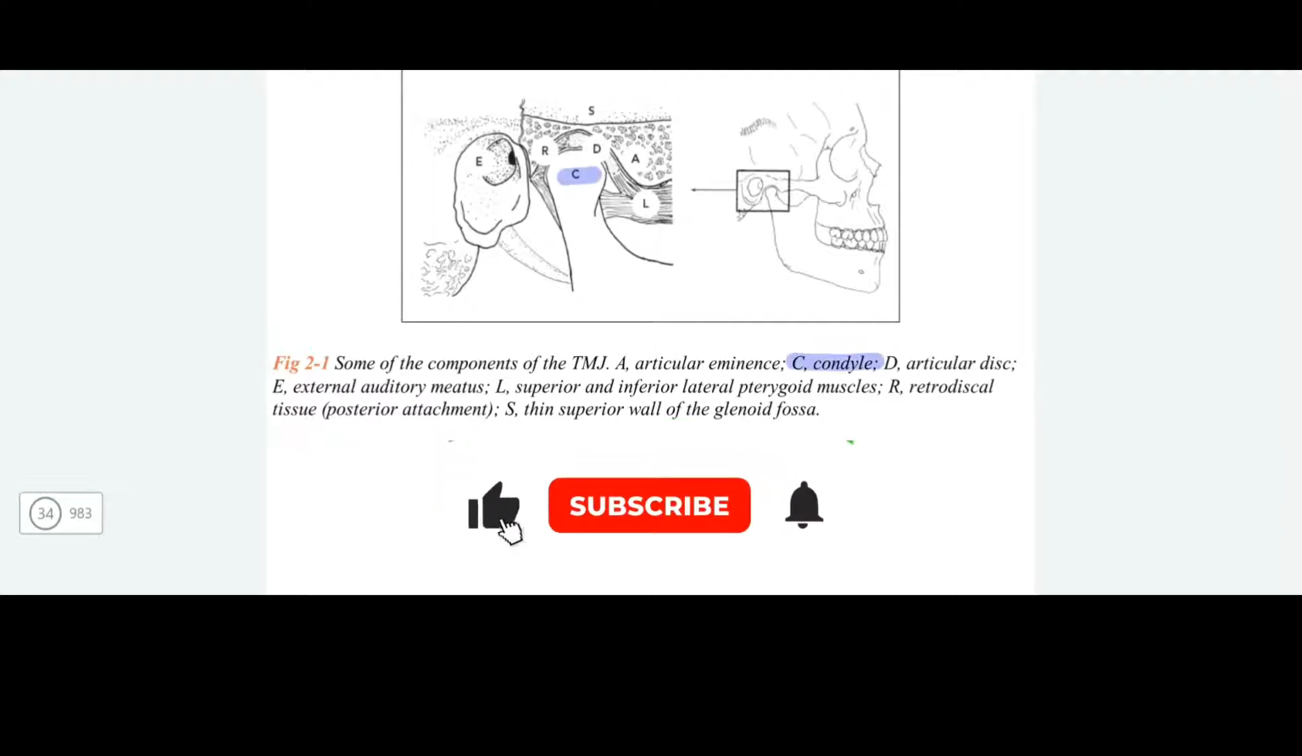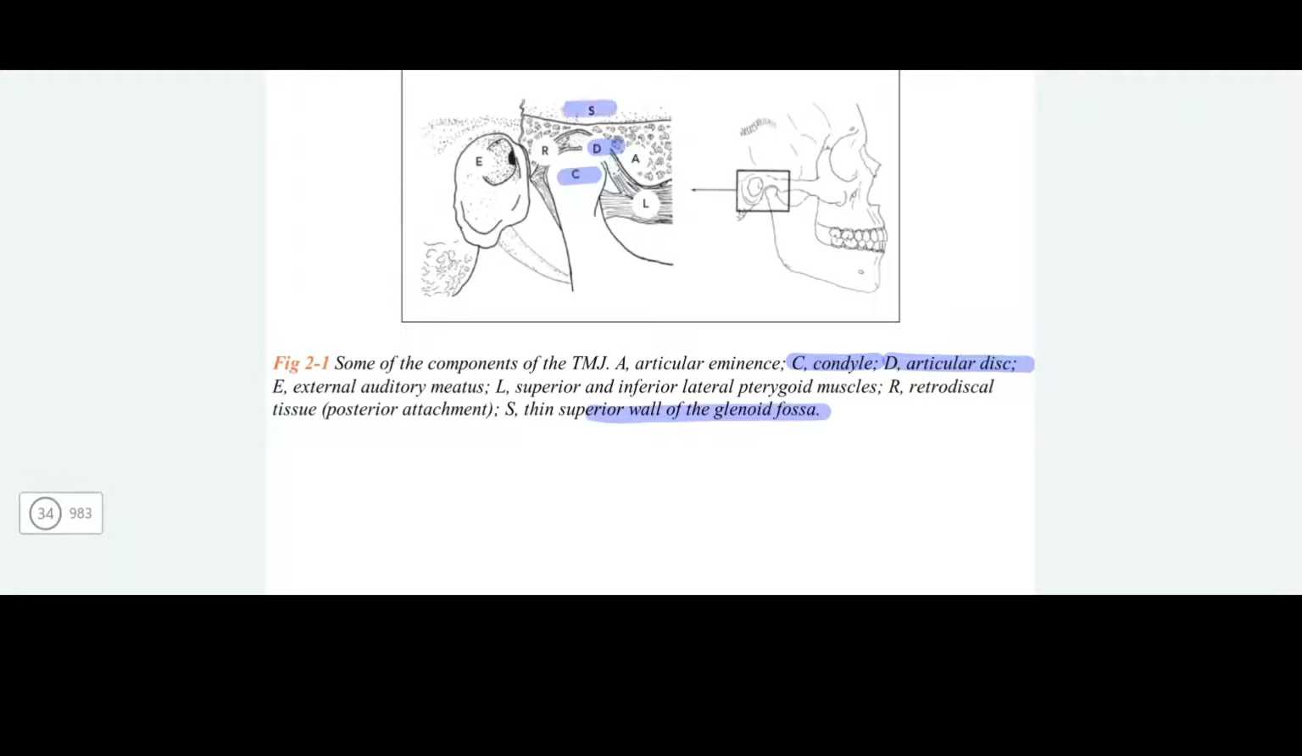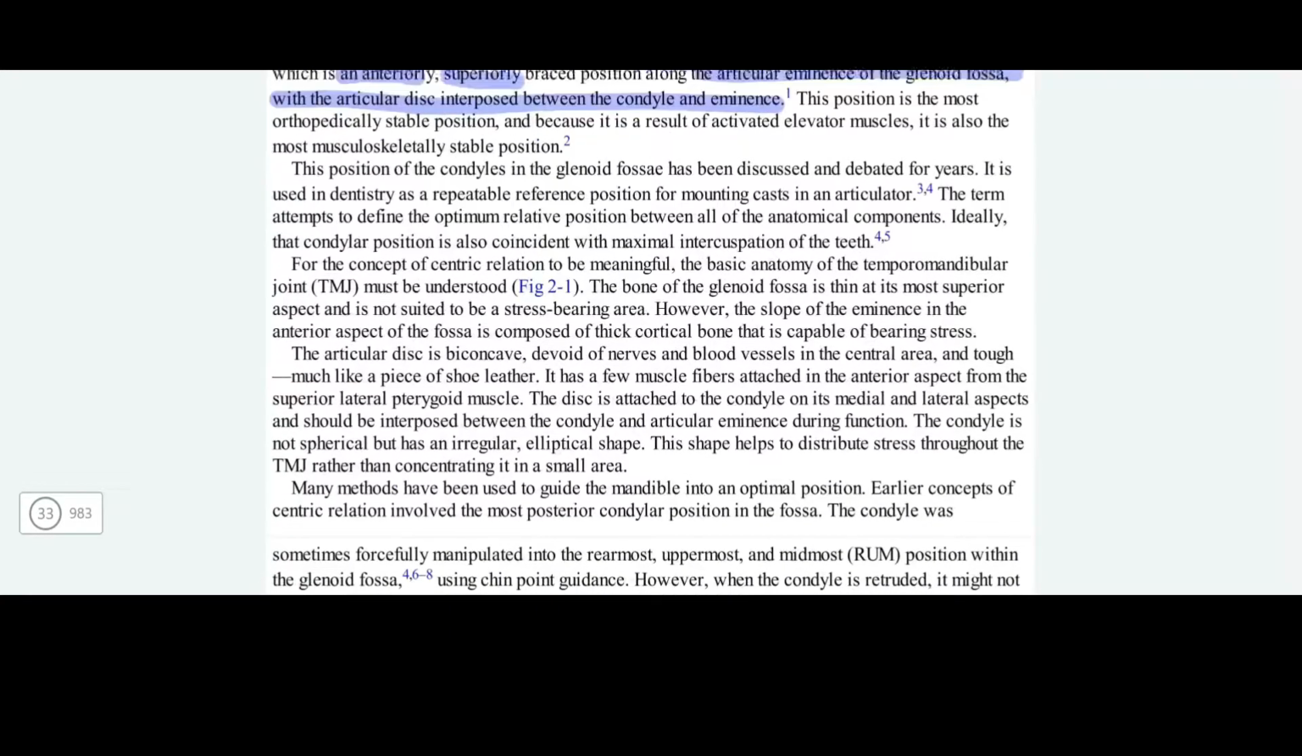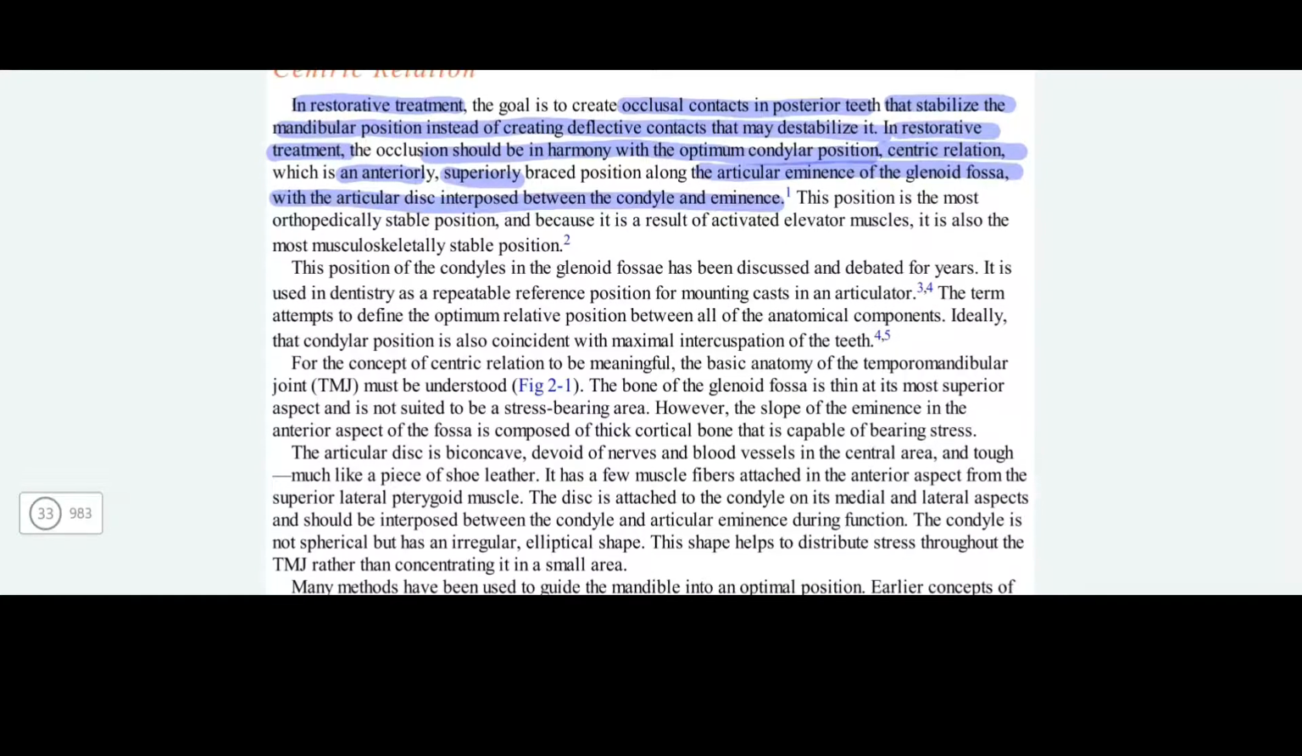The condyle is C and the articular disc is D. The glenoid fossa is S. So we explain that the centric relation is an anterior superiorly braced position along the articular eminence of the glenoid fossa.